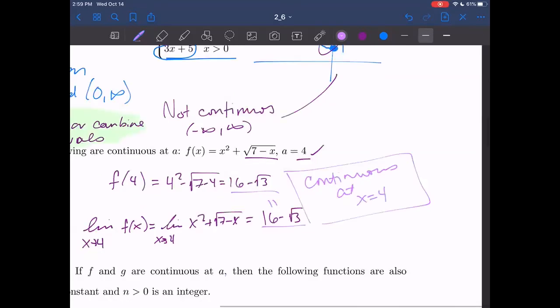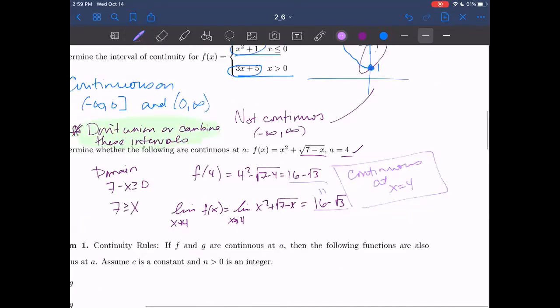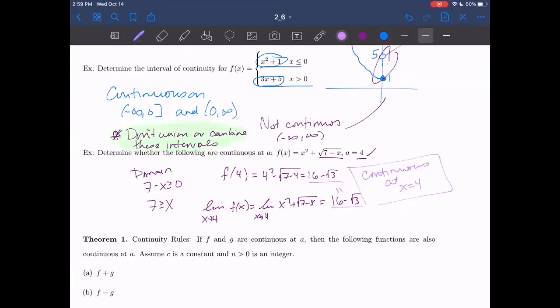Okay. So if you're checking to see whether or not it's continuous at a specific point, make sure you check that that point's in the domain. Then you'll check to see if these two things are equal. And if all that's true, then we're continuous at that point.